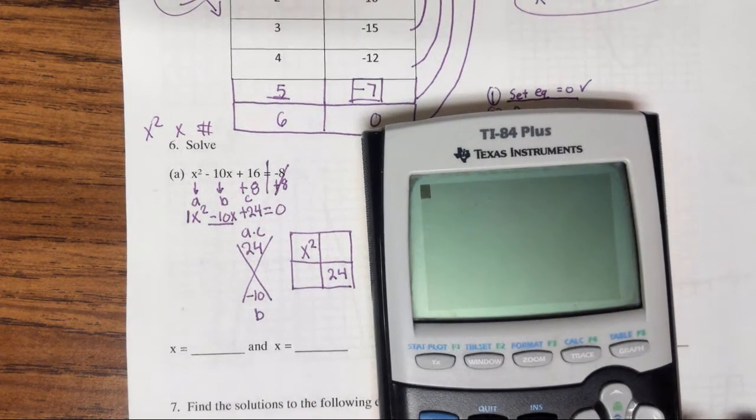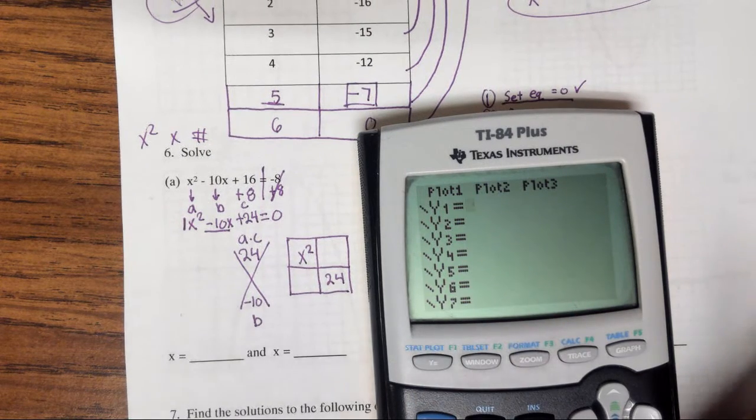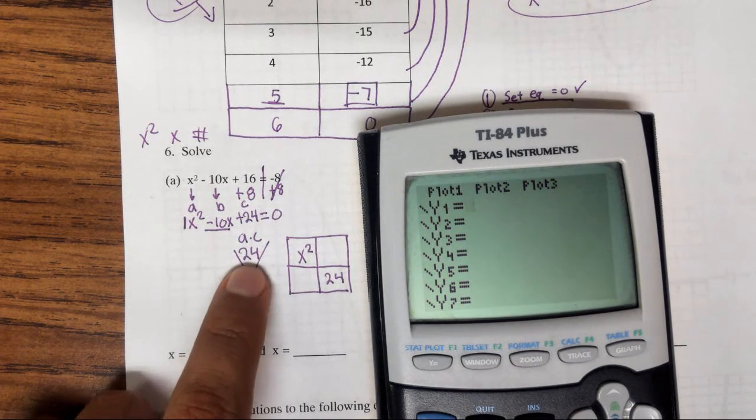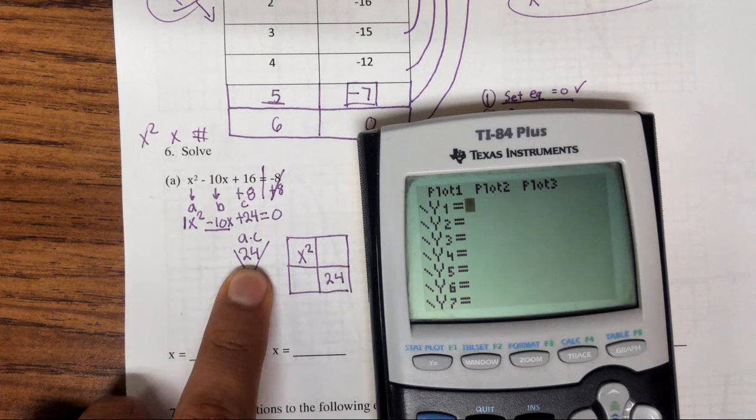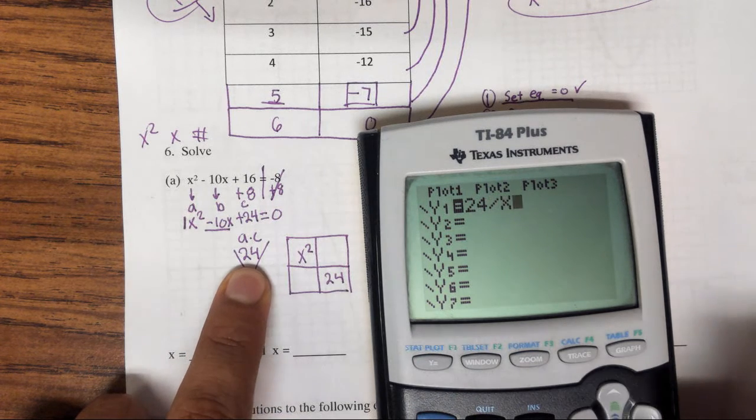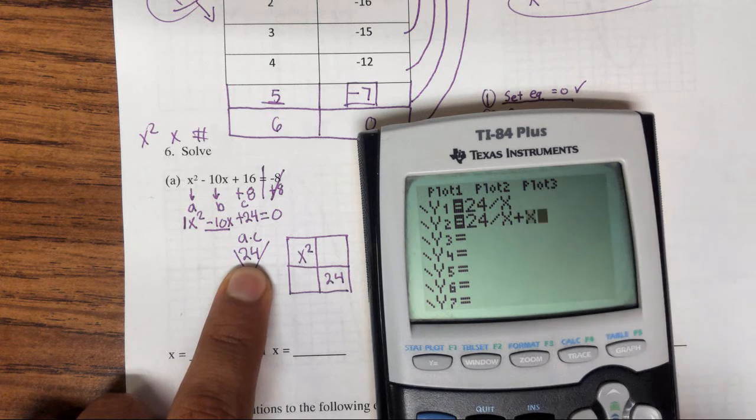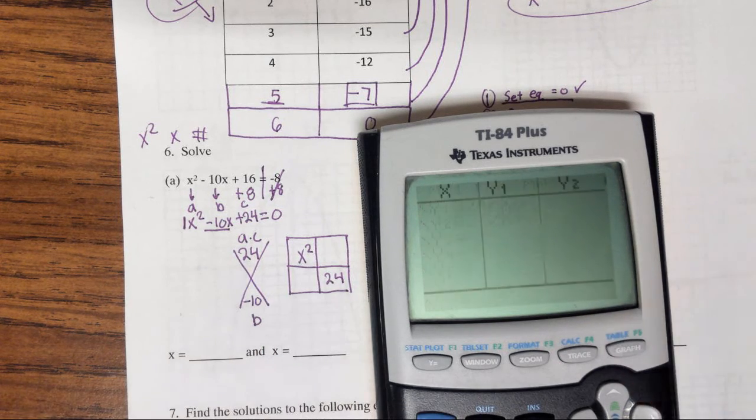And you find your factors. So the way that I do this is y equals. You always use your top number in your equation, so you never switch that. So we have 24 divided by x, and then 24 divided by x plus x. So those are my factors. Then I go to my table.